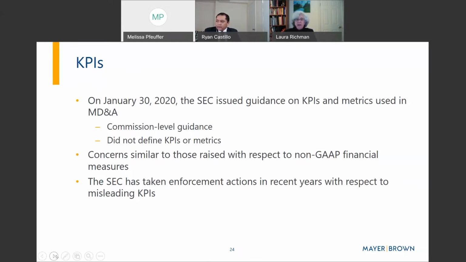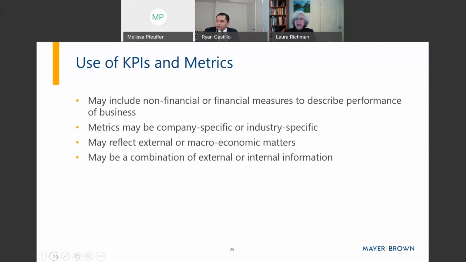Slide 25, please. The guidance observed that companies disclose both financial and non-financial measures to describe their business, and oftentimes you've got company-specific or industry-specific measures, and they could be external or they could be internal, it could be macroeconomic, it could be a combination of those kinds of measures.